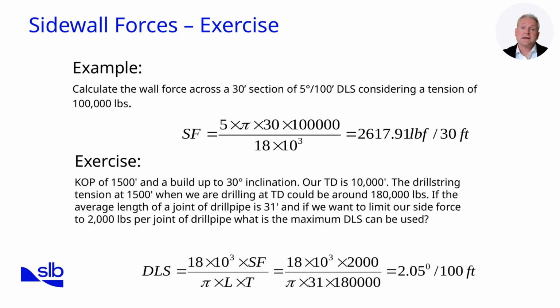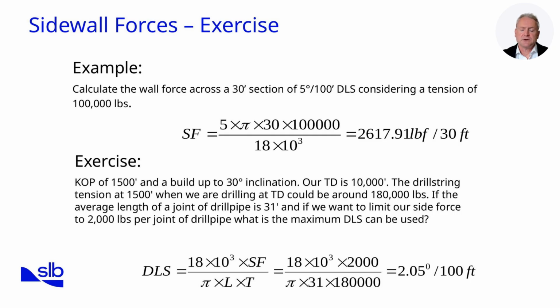Now, if we examine the exercise, we want to determine the maximum dogleg we can apply to maintain a side force below 2,000 pounds per joint of drill pipe. We have a kick-off point at 1,500 feet, building up to 30 degrees at 10,000 feet. The drill string tension at that depth is around 180,000 pounds.